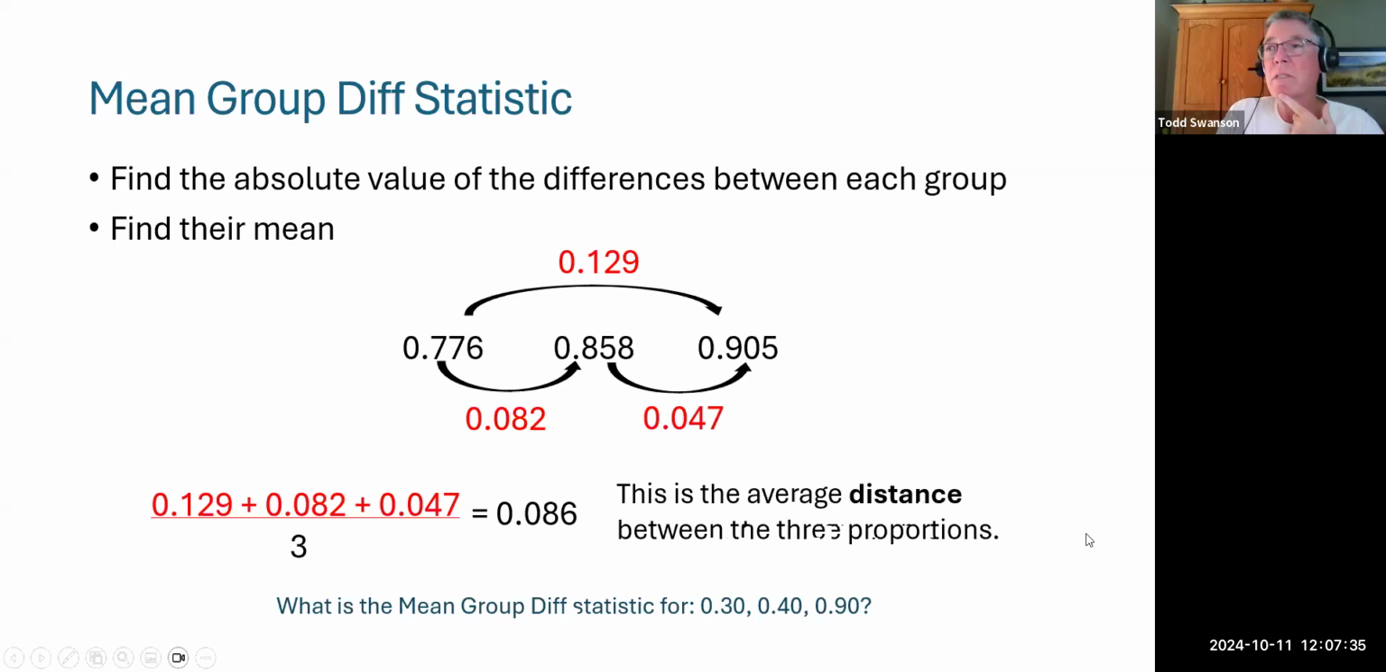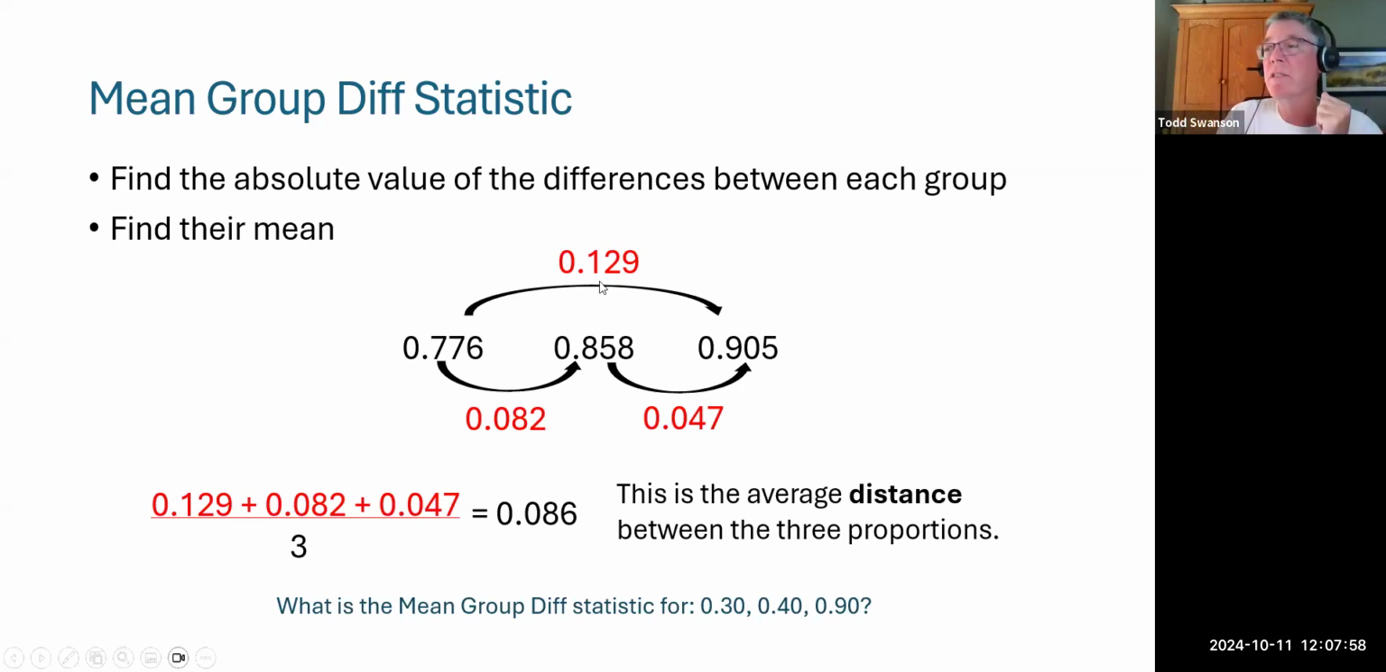And here is that mean group diff statistic. It's just the absolute value of the differences between each group, whether you're talking about proportions for those groups or means for those groups. So here I have, this is probably an example we had from proportions. So we end up with these 3 proportions. And basically we want one statistic, one number that tells us how spread out these numbers are.